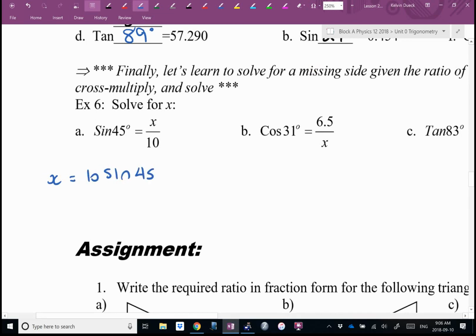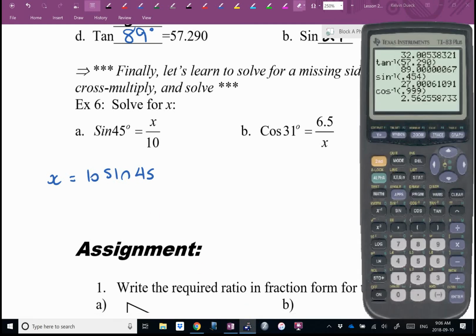A good habit, Nina, put the number in front of the trig function. On some of your calculators, if I type sine 45 times 10, my calculator assumes the 10 is inside the trig function, and I'll get the wrong answer. So I've developed the habit of I always put the number first, and I get the mystery side as 7.07.